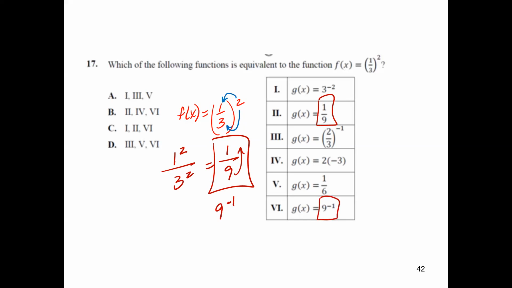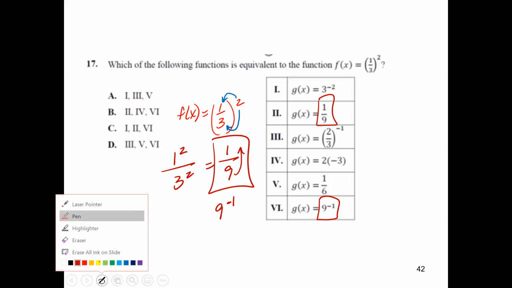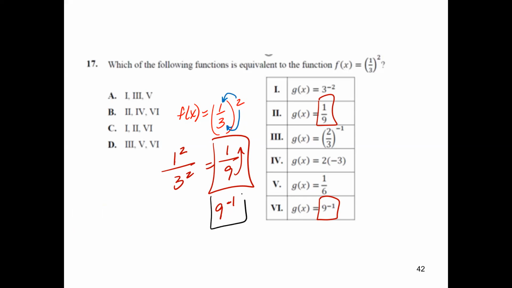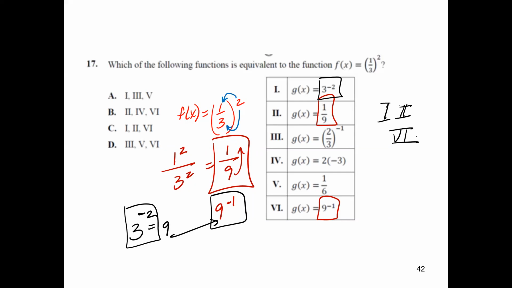also this one here. Number 17, I think there was a little mistake, a whoopsie here. Another way of writing 9 is 3 squared, right? Which gives me a 9. But if I want a -1, I got to make sure that's a -2. So actually 1 works as well. So 1, 2, and 6 is your correct answer.